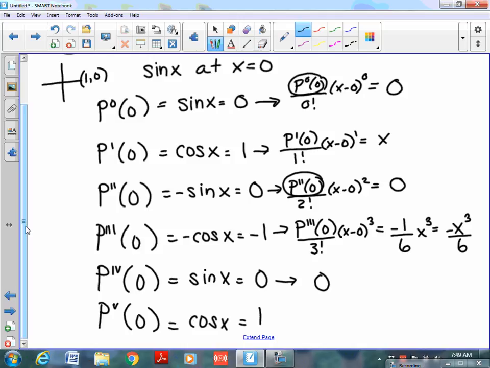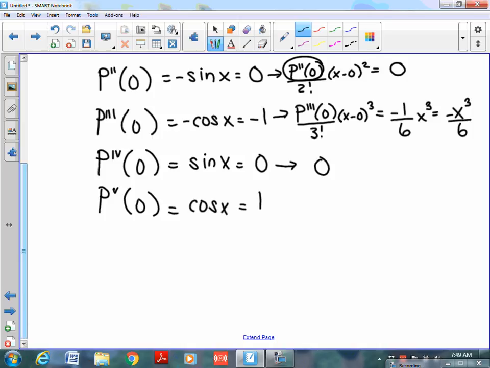Okay, the next one I said was 0. I will do one more, that's why there are so many, and most of these are 0. P5 of 0 over 5 factorial times x minus 0 to the 5th, which is equal to 1 over 5 factorial. I don't know what 5 factorial is, so I'm going to quickly use my calculator. Put 5 down, go under math, go under probabilities, and you'll see factorial. 5 factorial is 120, x to the 5th. The book will write it as x to the 5th over 120.